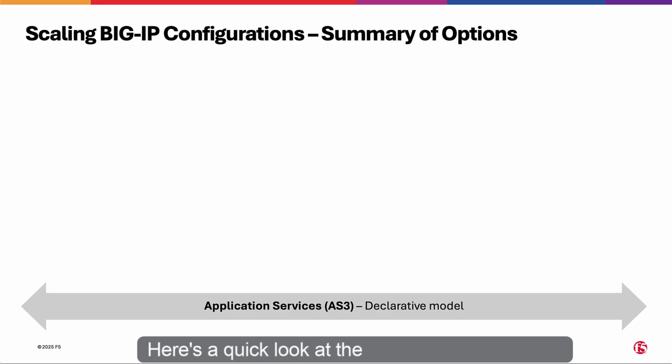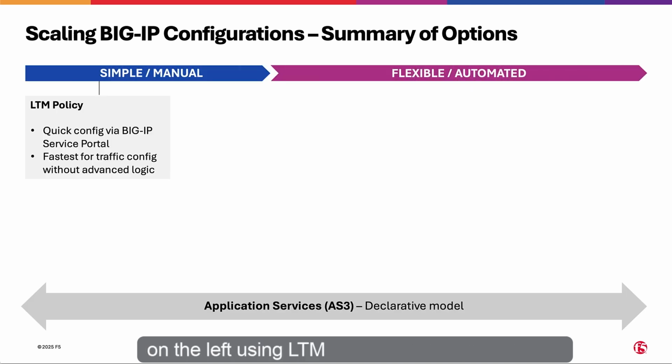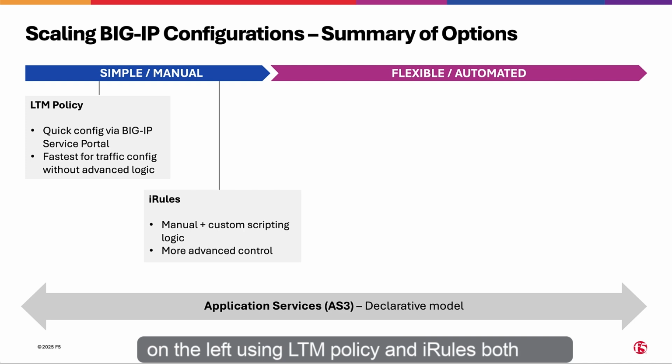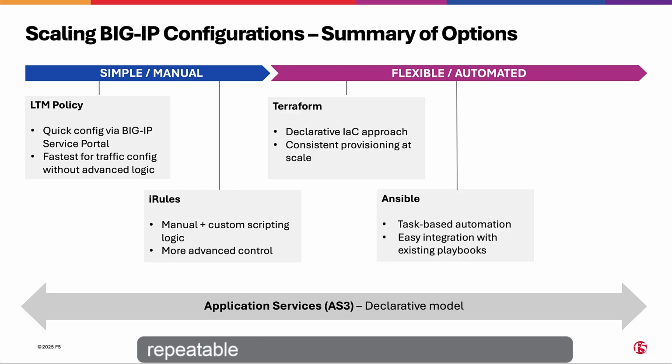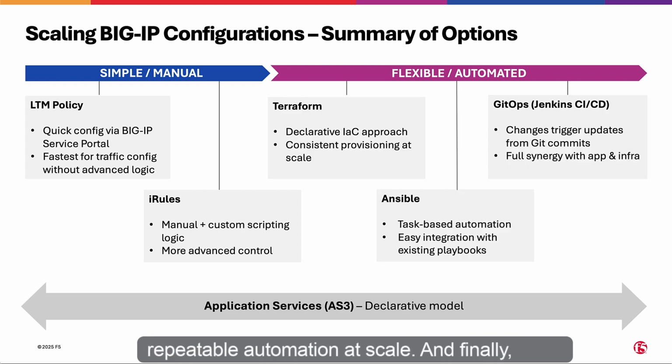Here's a quick look at the use cases that we're exploring, starting with the fastest time to value on the left using LTM policy and iRules, both of which can be configured directly in the BIG-IP service portal or via API. As we move to the right, Terraform and Ansible offer more flexible, repeatable automation at scale. And finally, on the far right, we have a full GitOps with the Jenkins CI/CD pipeline, where BIG-IP config is stored in Git and can be triggered to update our infrastructure.